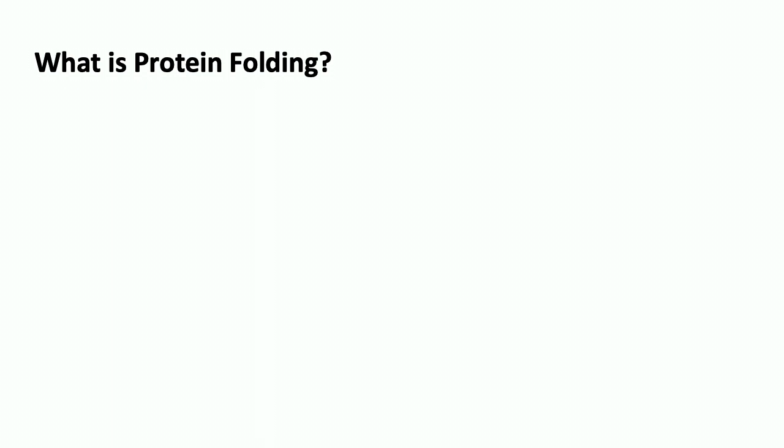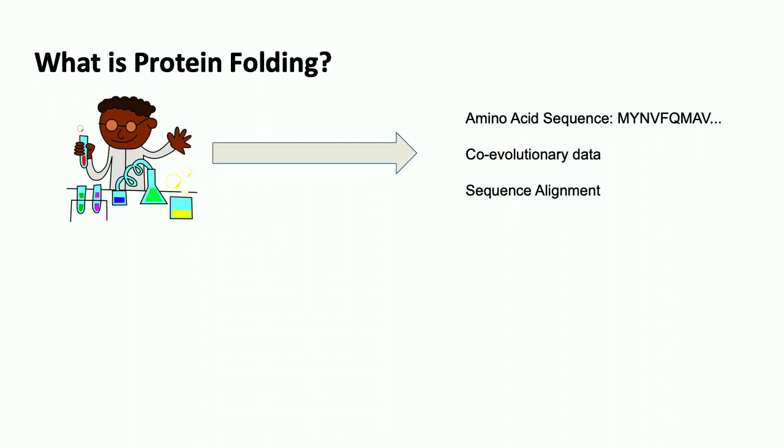So what's the protein folding problem? What are we trying to predict? We can go out into the lab and determine a lot of information about proteins. One thing we might want to do is determine the amino acid sequence of a protein, the coevolutionary data, the sequence alignment data of a protein. And this is all stuff that an experimenter can go out and determine pretty easily.